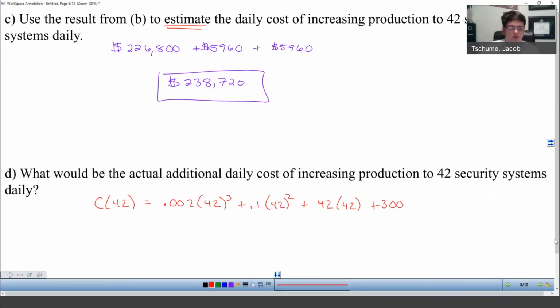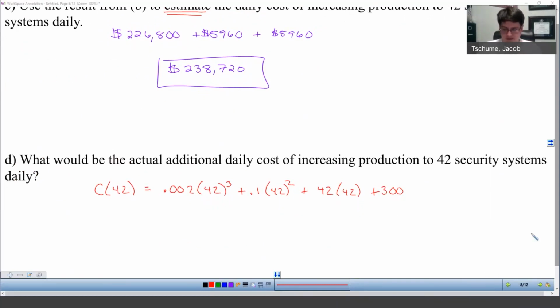Yep. So if I type this into my calculator, oops, no, we'll just start from scratch. I messed up. Sorry. So 0.002 times 42 raised to the third plus 0.1 times 42 squared plus 42 times 42 plus 300. This gives me an answer of 2388.576. But remember, this is in thousands of dollars, so you have to multiply it by 1,000.